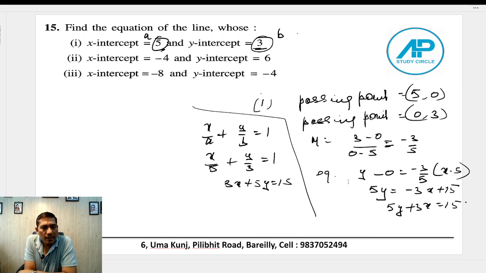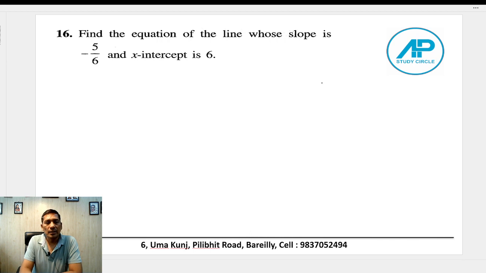The next two questions are absolutely same like this. अगर आपका x intercept -4 है, passing point -4, 0 हो जाएगा, और y intercept 6 है, passing point 0, 6 हो जाएगा. Or you can say x upon -4 plus y upon 6 equal to 1. x upon -8 plus y upon -4 is equals to 1. Both of them are absolutely same. Understand the concept behind this question? I hope these questions are clear to you. हम जो questions करते जा रहे हैं आपको समझ में आ रहे हैं.